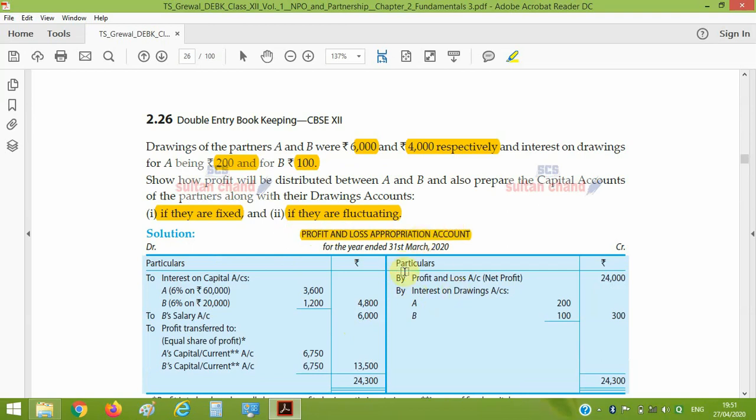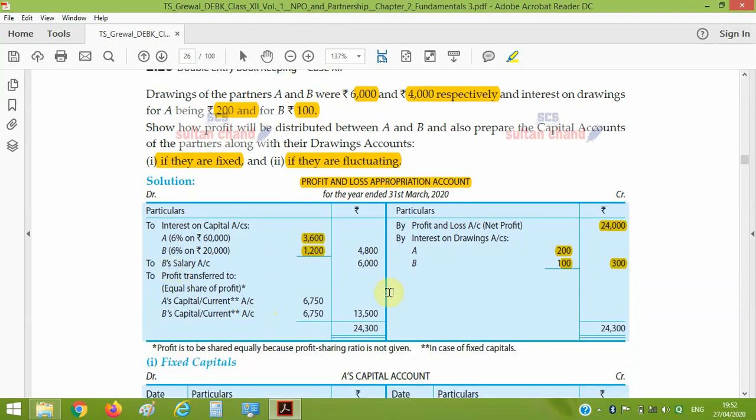Here the net profit in the profit and loss account is 24,000. Thereafter, interest on drawing on the credit side, that is 200 and 100, total is 300. Thereafter, interest on capital, which is allowed at 6%, is 3,600 and 1,200. Then salary given to B is 6,000. Whatever is the remaining balance will be divided among the partners equally.